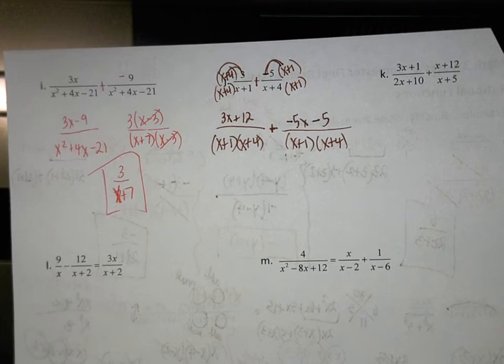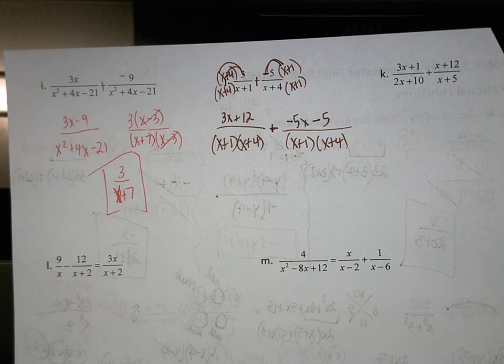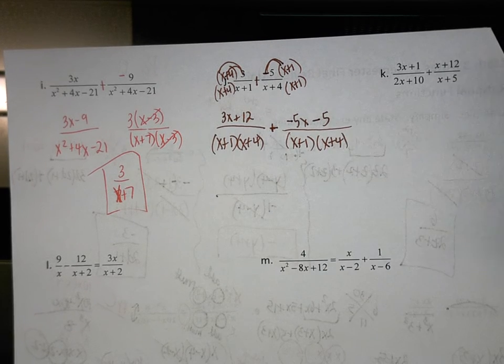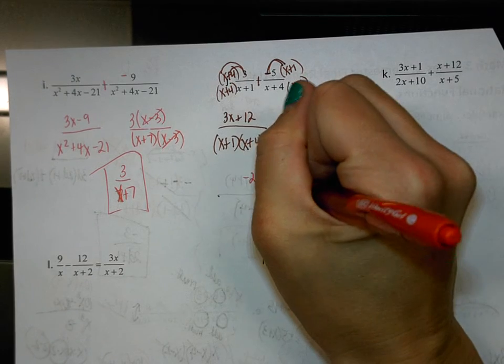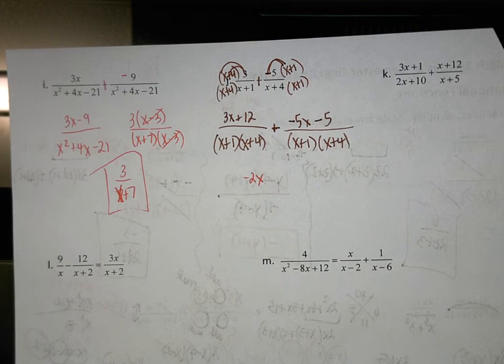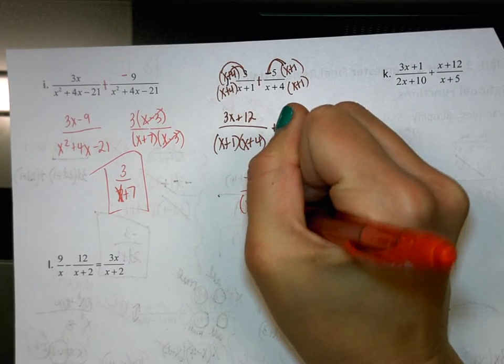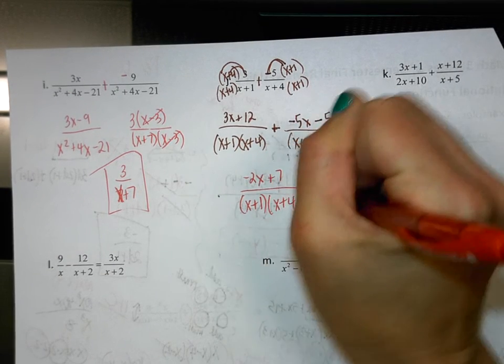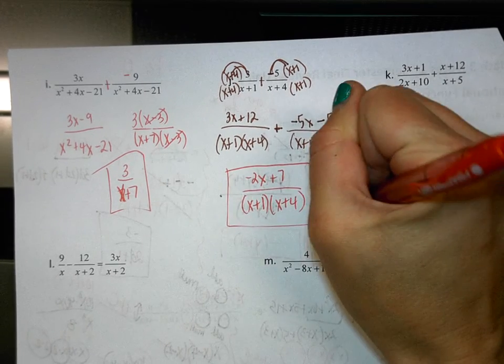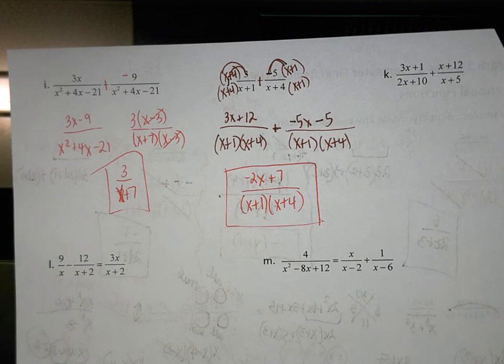Okay, so now we can combine like terms. 2x and negative 5x makes? Negative 2x. And then 12 and negative 5 is? Positive 7. Okay, and that's over x plus 1 and x plus 4. And that can't be simplified. Okay. Do you notice anything about k? They aren't the same denominator, but what do you notice about this denominator?